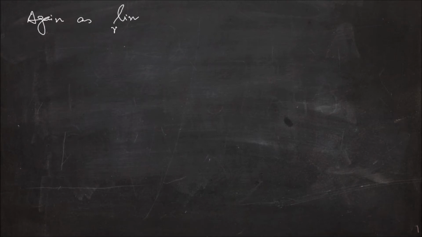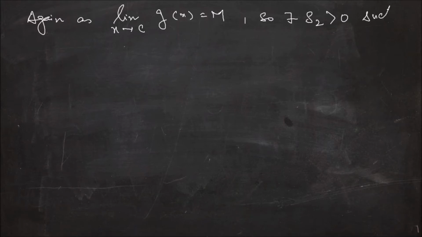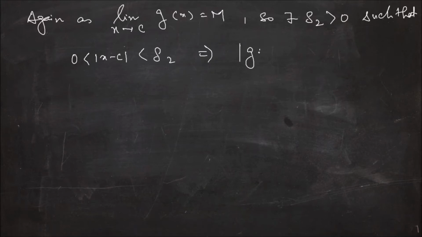So again, as limit x tends to c, gx is equal to m, so there exists delta 2 greater than 0 such that 0 less than mod x minus c less than delta 2 implies mod gx minus m is less than epsilon by 2k. Because k is positive, so this is positive. So for this epsilon, I am getting this delta 2 such that 0 less than mod x minus c less than delta 2 implies mod gx minus m is less than epsilon by 2k. This I will mark as B.